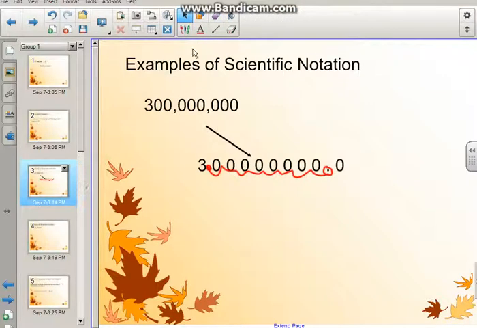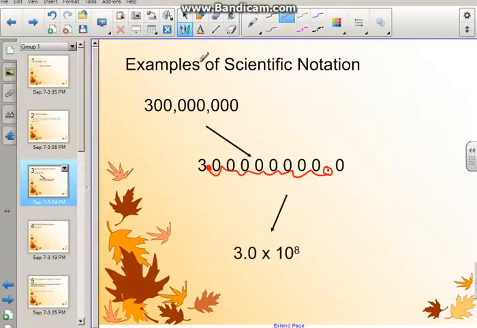So I have now 3.000000 and so on. But that doesn't really help me. So what I'm going to do is rewrite this in scientific notation as 3.0 times 10 to the 8th. And where did the 8th come from? That was how many spaces I moved my decimal point.